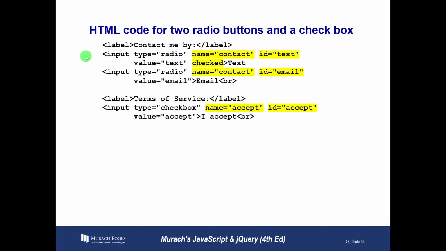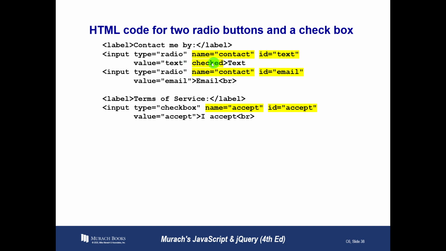So let's look at some HTML code that generates some radio buttons and a checkbox. Here we have a label that says contact me by, and then we have a radio button control. So it's input type equals radio. And then we have another radio button, input type equals radio, right underneath it. Notice this one says the name equals contact, ID equals text. And this one also has a value of text, and it is set to checked.